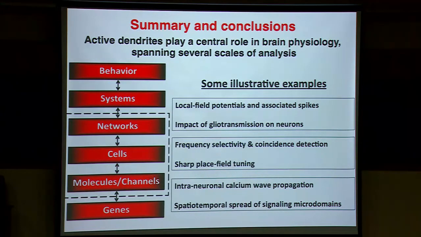And I showed you some illustrative examples of work from the lab showing a central role for active dendrites in brain physiology, and it spans several different scales of analysis. And people are also trying to look at the implications of active dendrites and how they could change behavior and systems level computations as well. We don't do that in our lab. We confine ourselves to this part of it. So those are the examples that I gave you, basically.